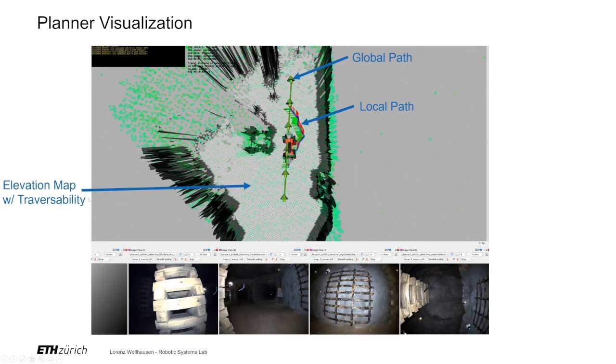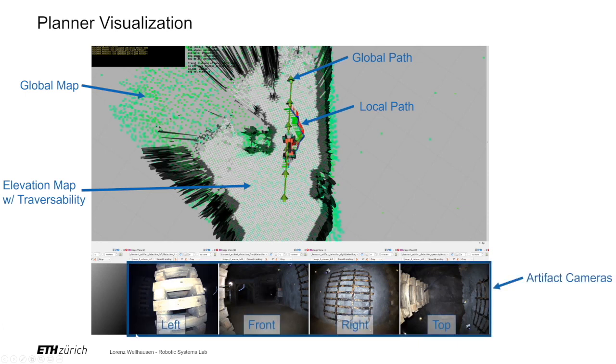Actually, this shouldn't read traversability. This should be Foothold score. It's just force of habit, my bad. And then we also have these green dots, which is the global map, which is just a bit for reference, what the global planner sees. And then at the bottom, we have camera feeds from our artifact cameras, which is just a bit for you to understand what the environment looks like.